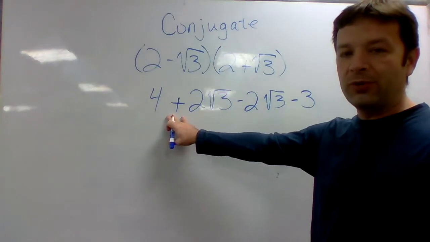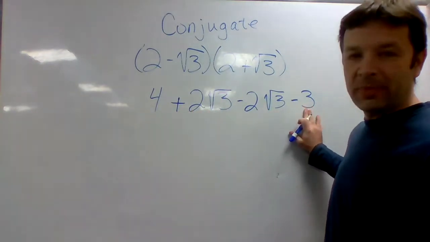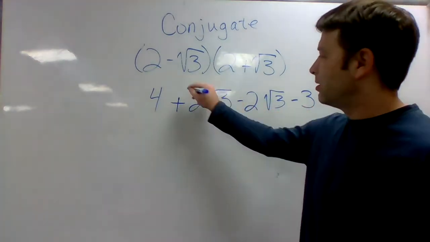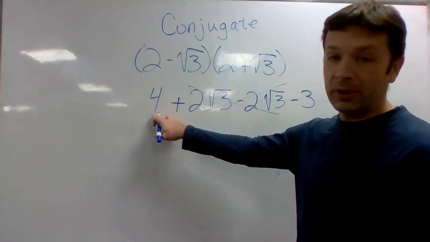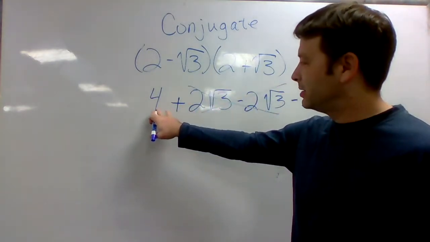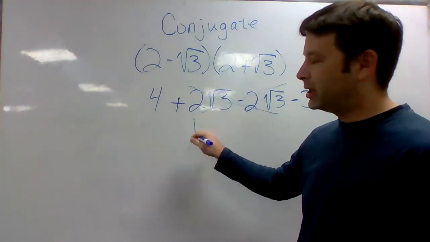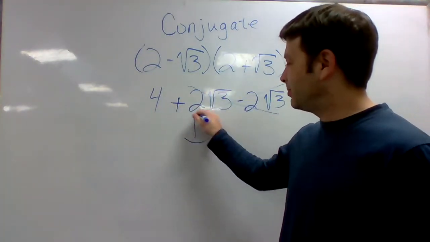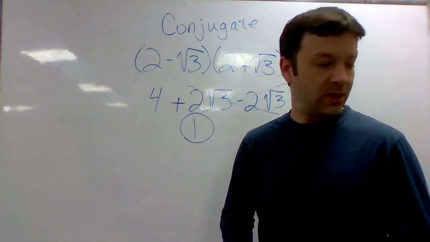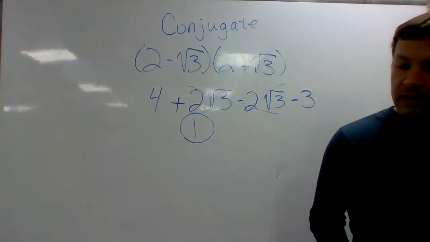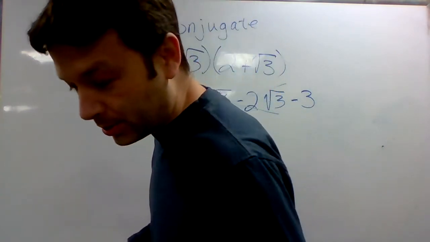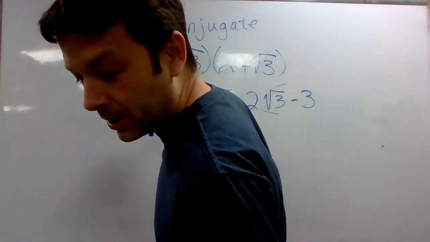So we got 4 and minus 3 are left. Okay, well, those can go together too. That's a little bit new for us. So 4 minus 3 is 1. So the answer to number 1 is 1. All right, any questions? No? Good. Okay, going to jump to number 3.